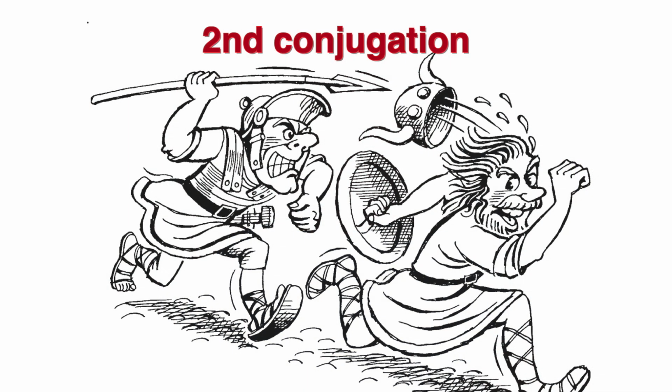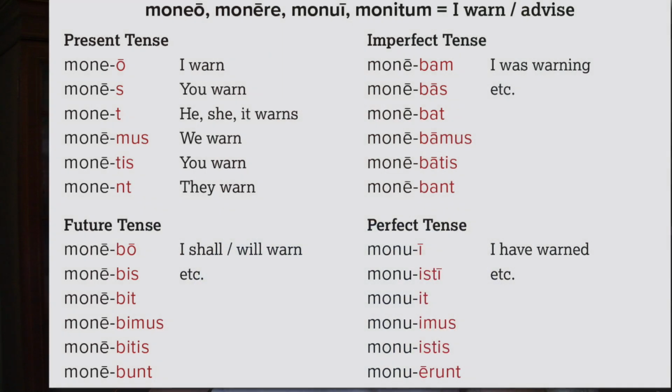And today we are moving on to the second conjugation, and we're going to look at verbs that go like moneo. Now, moneo means I warn, and it behaves pretty well in exactly the same way as amo, with one important distinction, and that is the present stem ends in an E rather than an A. Apart from that, it actually behaves in exactly the same way. Okay, so let's have a little look at the present tense.